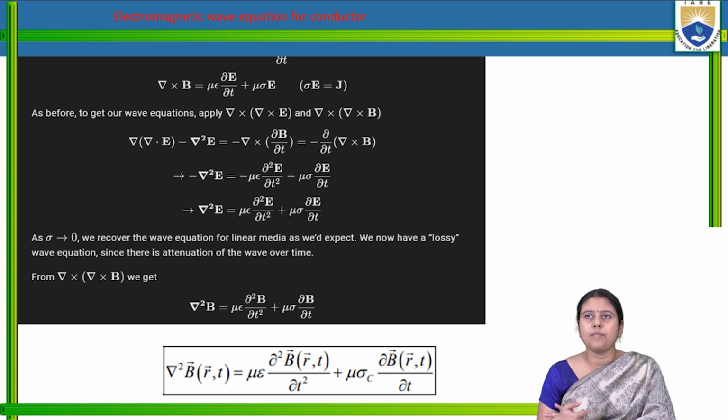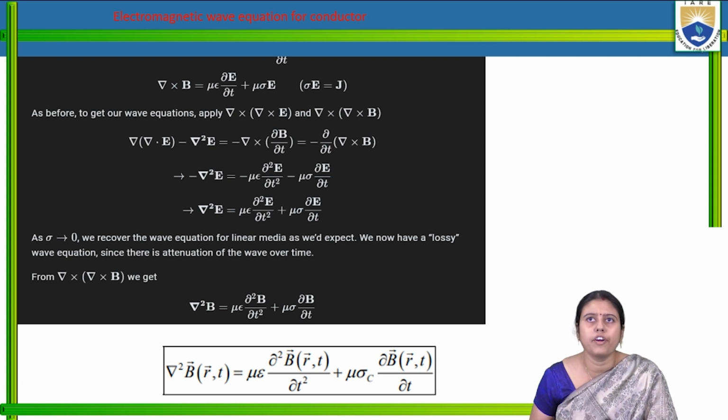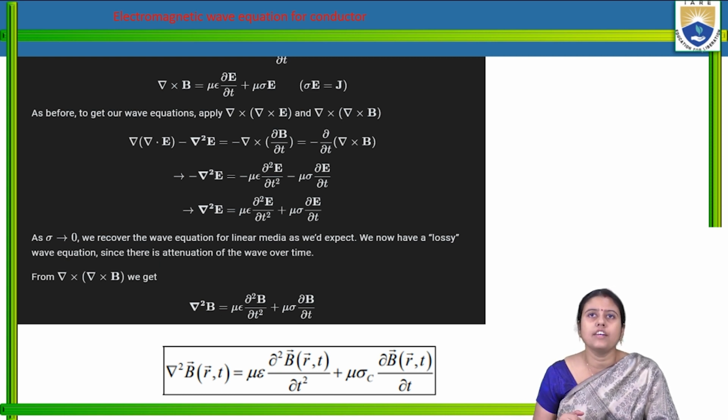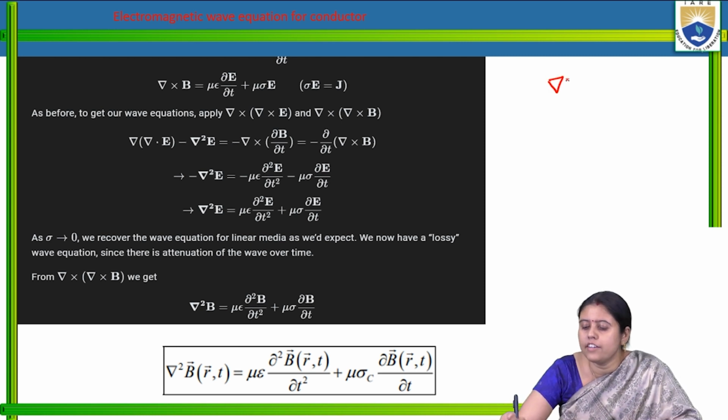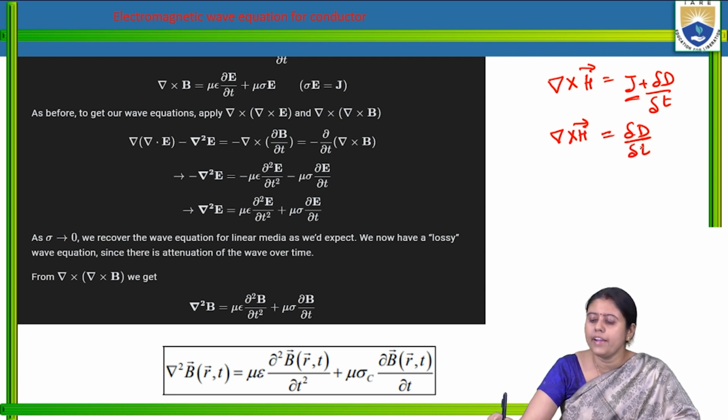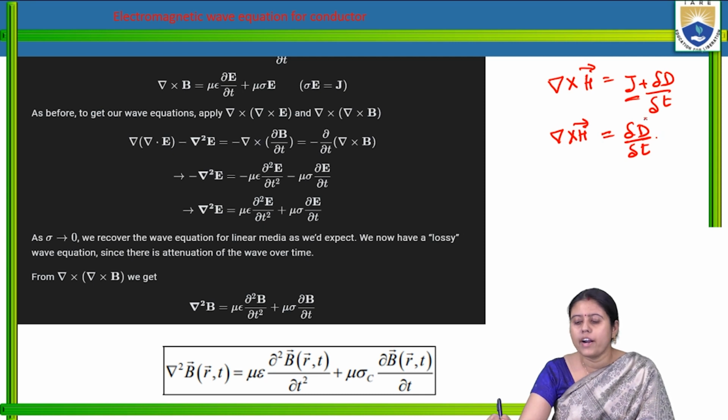Now we will discuss the electromagnetic wave equation for a conductor. This is actually a modification of the previous one. In the previous one we took curl H is equal to J plus del D by del t. But for free space we took J is equal to 0. But in the practical case, curl H is not just del D by del t. So what is the case?